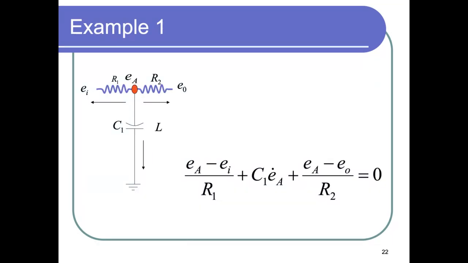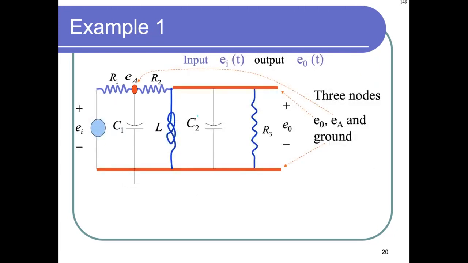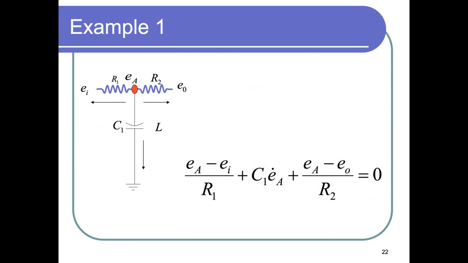Now we have another node. Okay, what was the other node? Let me go back. So this is the other node. So the current here plus the current here plus the current here is equal to the current coming from R2. So let's take it one by one.